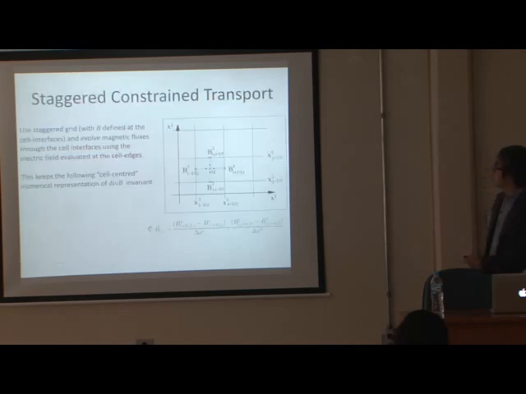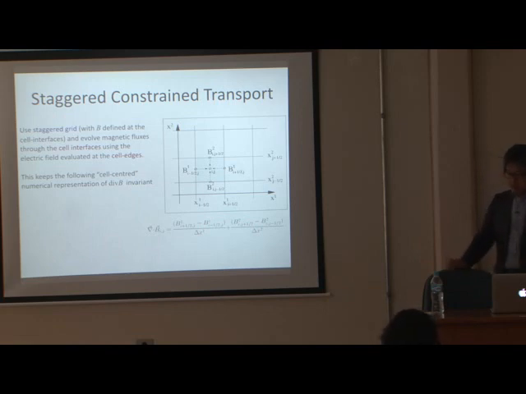So this is staggered constraint transport. We use a staggered grid with the magnetic field defined at the cell interface, and evolve the magnetic flux through the cell interface using the electric field advected at the cell edge point. This keeps the cell-centered numerical representation of divergence B invalid. So this is a very simple way to treat the magnetic field. We just consider the cell interface point rather than the cell center point. We can get divergence B, and it's automatically satisfied in this equation.